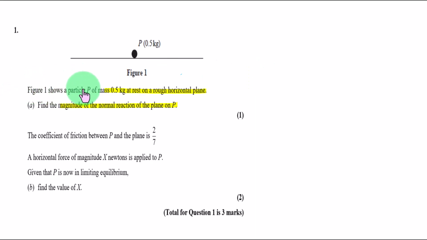So you've got figure 1, which shows a particle P of mass 0.5 kilograms at rest on a rough horizontal plane. That means we have friction. Find the magnitude of the normal reaction of the plane on P.